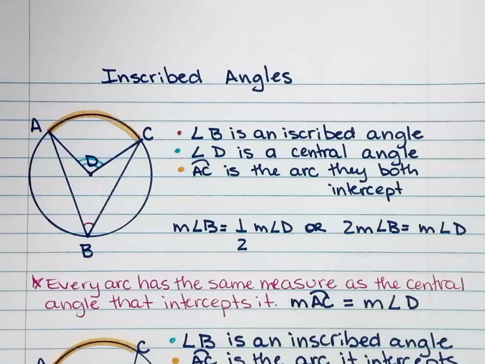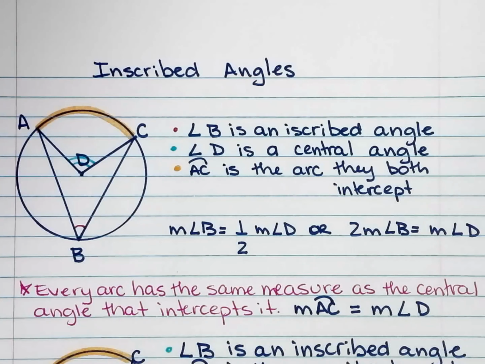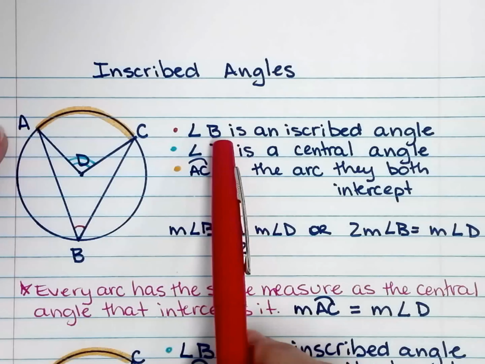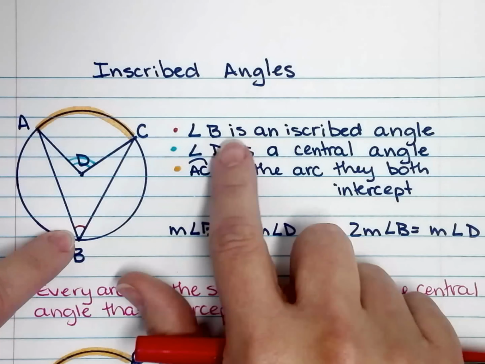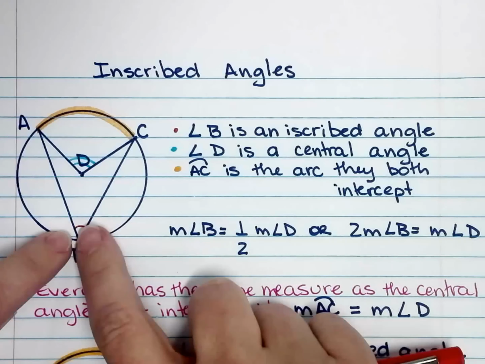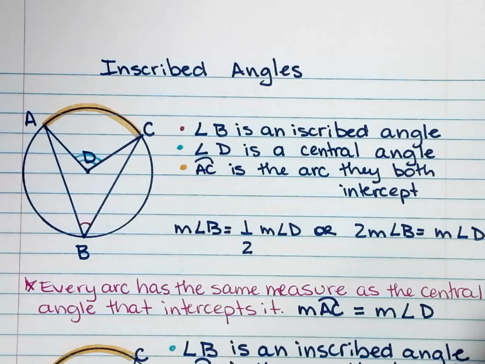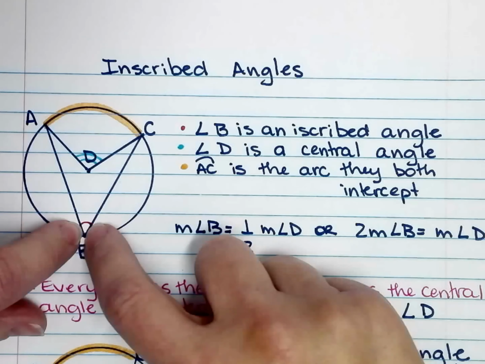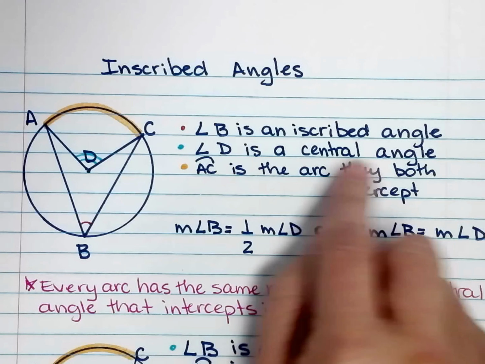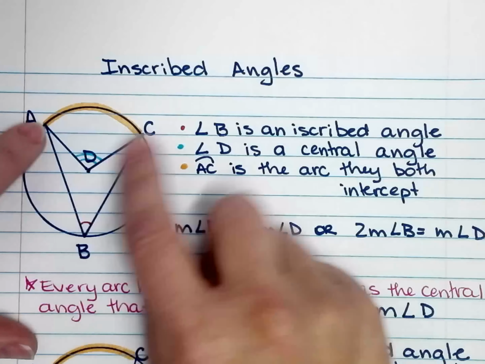So the first theorem: we have our pretty little circle here, and we have angle B, that one right there. Angle B is an inscribed angle. Okay, that's angle B. And angle D is a central angle. There's angle D.